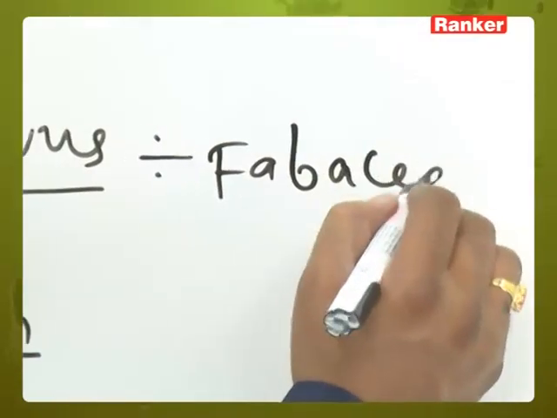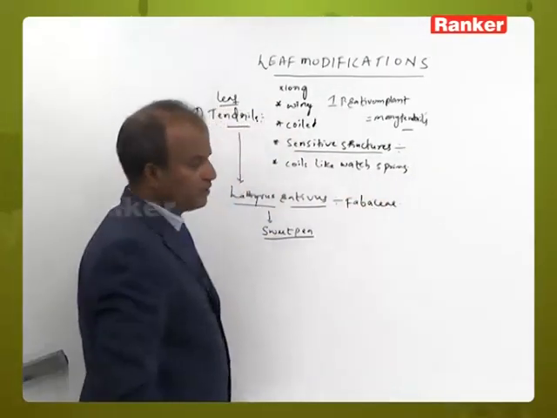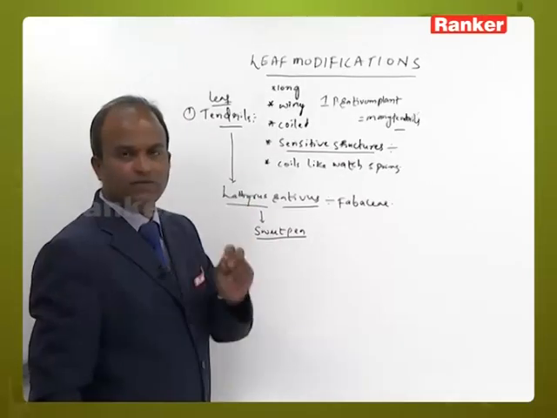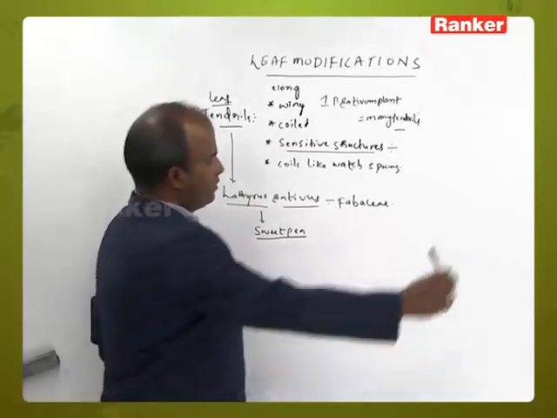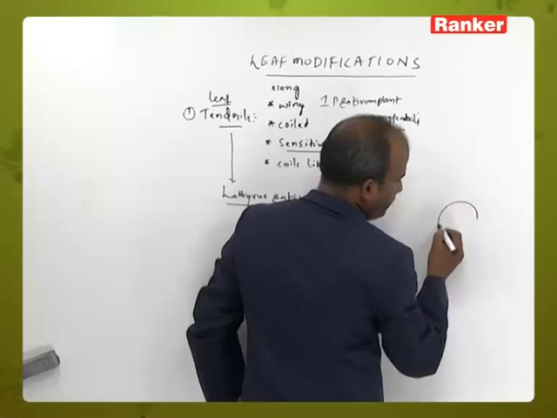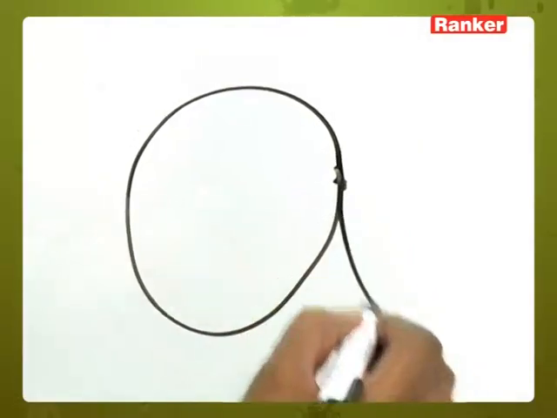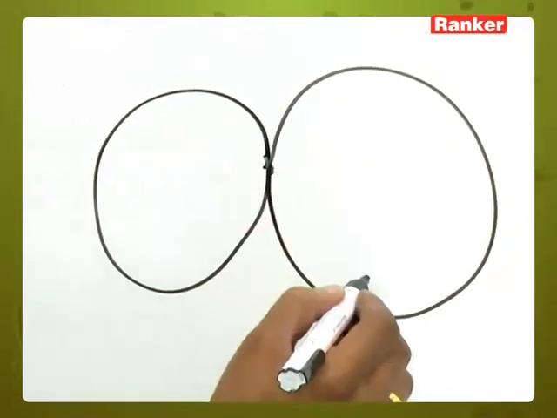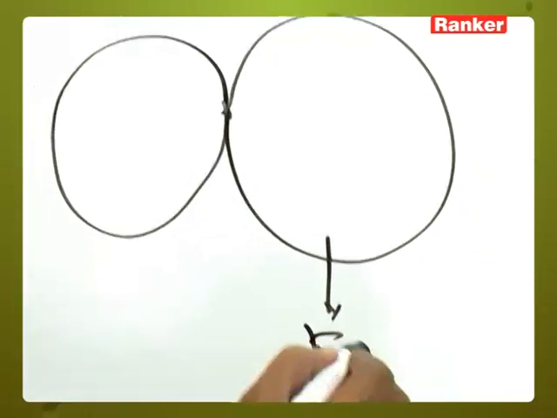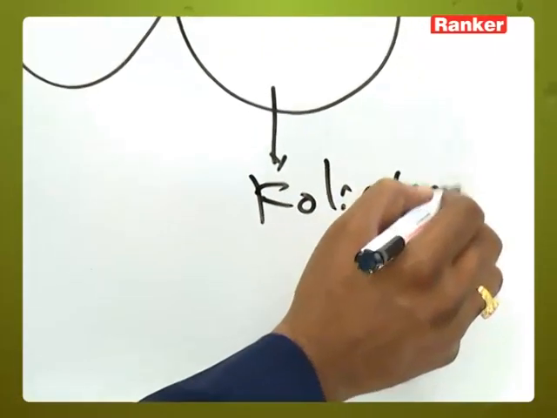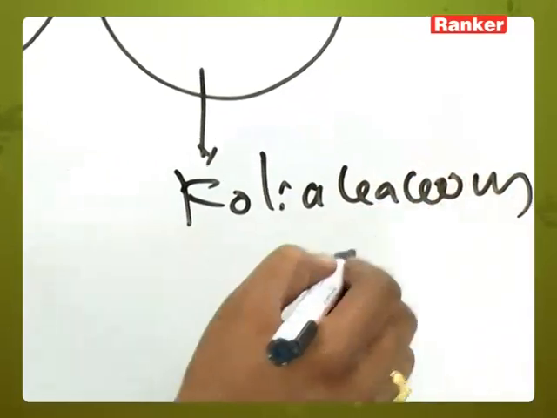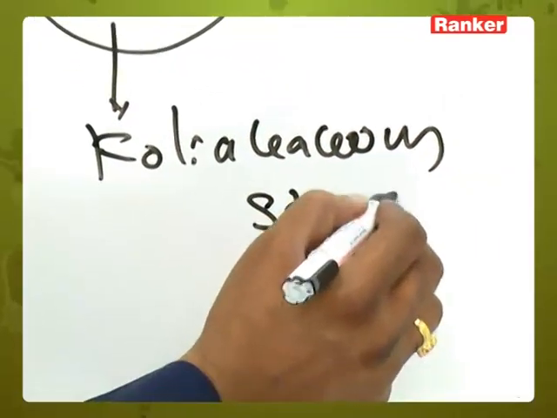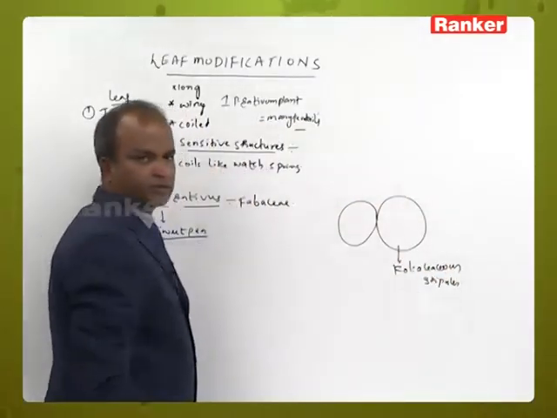Now here in this Lathyrus sativus, what happens? See, these are foliaceous stipules. These are nothing but which stipules? Foliaceous stipules. These are foliaceous stipules.